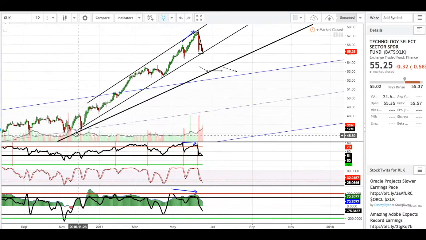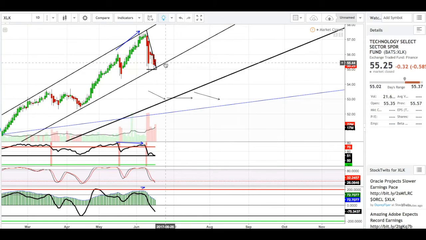Beyond that, it looks like we've been in this channel right now. I have this marked in unbolded black lines. We got rejected up here at the top. We came down and were supported here at the bottom of this channel. As far as divergences go, our RSI makes a high here and a lower high over here. This is a divergence because price makes a high and a higher high.